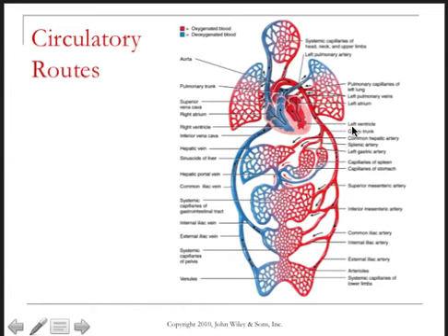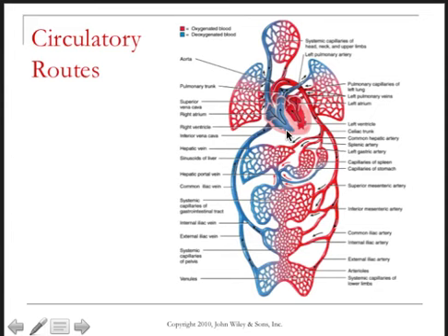Now, you might say, well, why is that? Well, it's because of the direction of the blood flow. Remember that arteries always carry blood away from the heart. Okay, so the aorta is the major systemic artery leading right out of the left ventricle. The pulmonary trunk and the pulmonary arteries are the major arteries leading away from the heart out of the right ventricle.